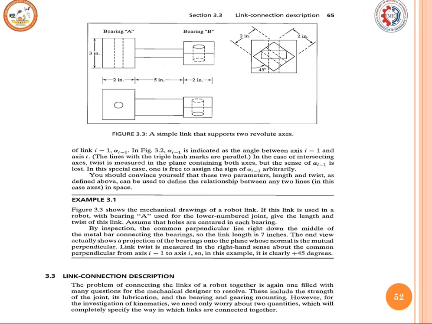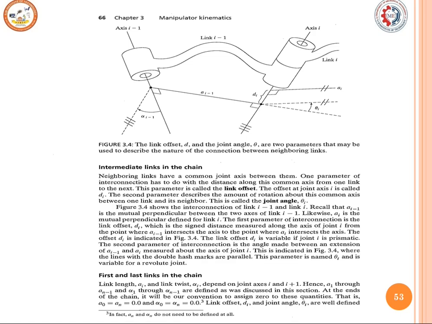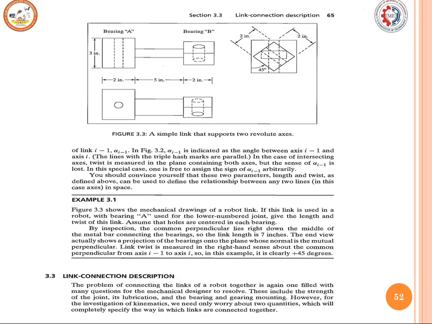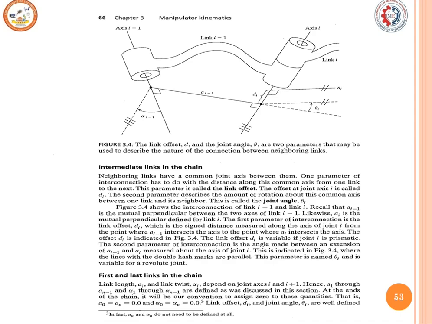Here is the sketch of a simple link that supports the 2 revolute axes. Here the distance is defined, and both the bearings are also defined. How the motion must happen inside the bearing is defined. To define the motion, the DH convention is used, that is Denavit-Hartenberg. It gives the standard naming for the links. In the next video, we'll be discussing the DH convention that is followed.